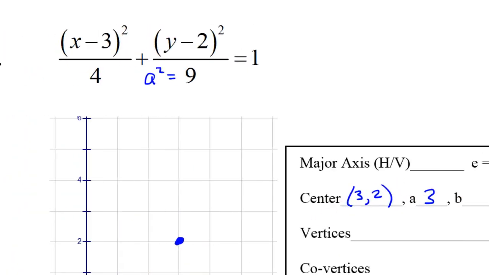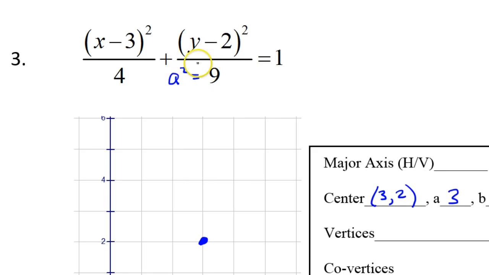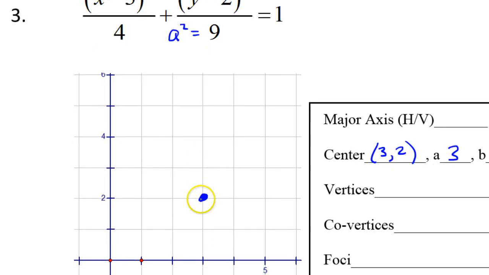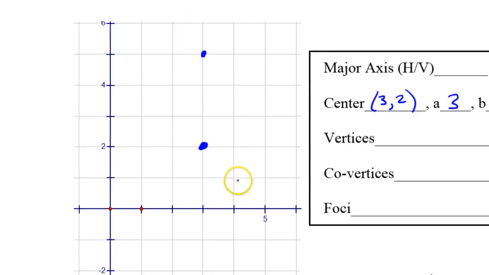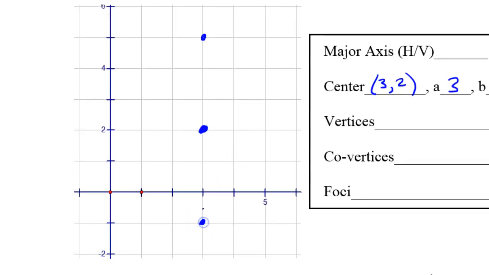Because a squared is in the denominator of the y term, I'm going to do plus or minus 3 in the y direction. So I'm going to go up 3 and down 3 from the center that we just identified. So if I go up 3, I'm here. If I go down 3, I am here. These are the vertices. So this lower vertex is the point 3, -1, and the upper vertex is 3, 5.